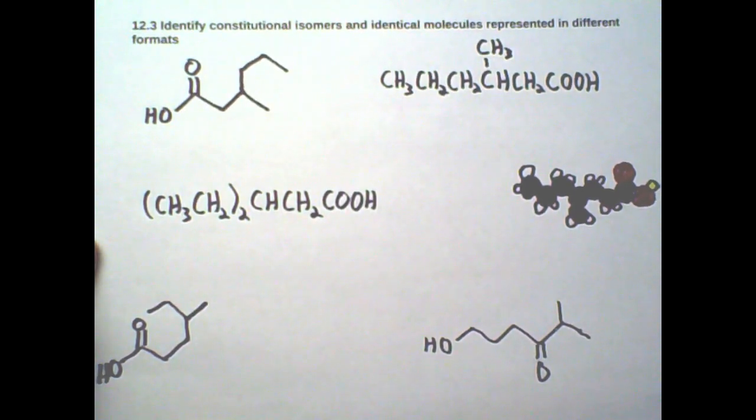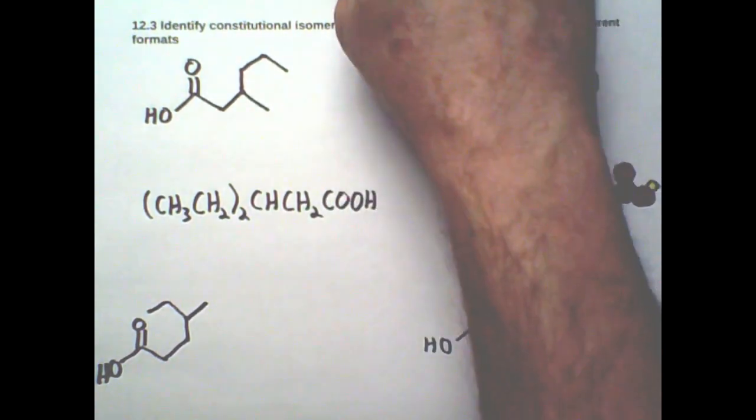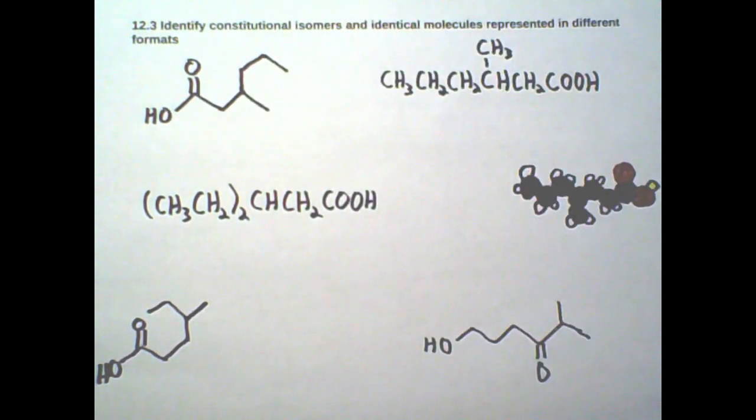Get out your notebook to practice this stuff. You can label the page with your problem numbers or your learning objective number. We're looking again at constitutional isomers and identical molecules represented in different formats. Or maybe they're not the same molecule. You've had practice drawing things as line angle structures, so let's do that again.